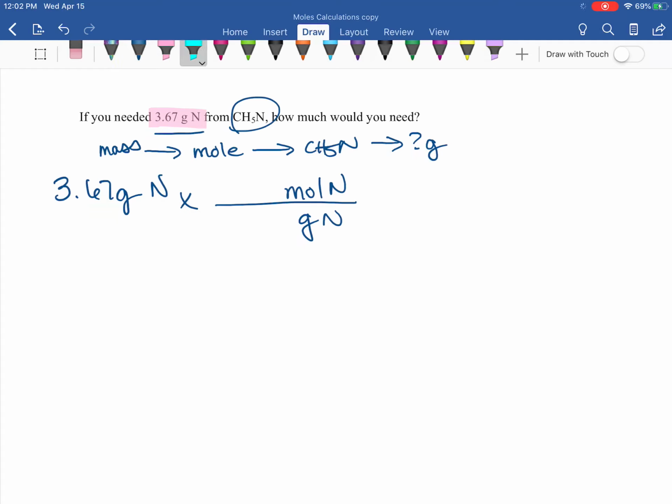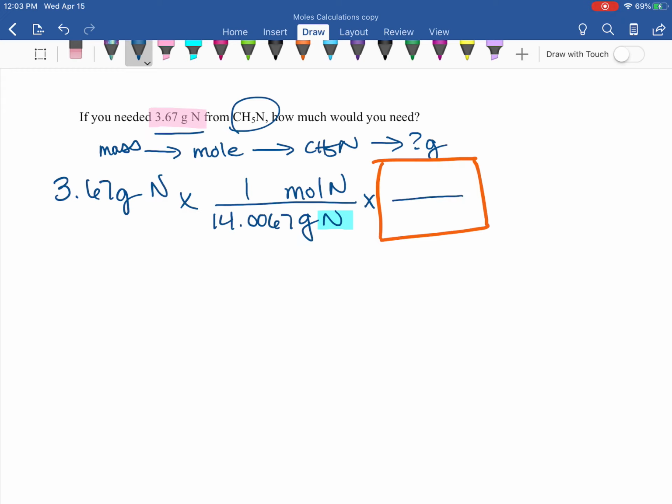Ooh, shoot, anybody remember the number that we need for that? We need the atomic weight of nitrogen. Remember, this is just nitrogen. So we need the atomic weight. Grab your periodic table, or we can scroll up. It's on our table. It is 14.0067. And that's for every mole of nitrogen.